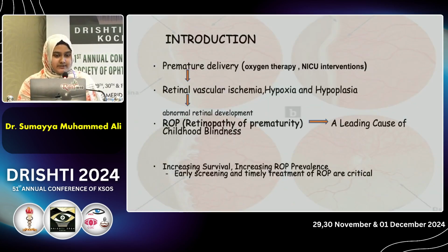Normal retinal vascular development usually begins as early as 16 weeks of gestation, which remains incomplete until term, that is around 40 weeks. So in premature delivery, where the retina is still in the process of development, with exposure to additional risk factors including oxygen therapy and NICU interventions, there occur retinal vascular ischemia, hypoxia and hypoplasia, which all lead to abnormal retinal development. This is simply the pathophysiology of retinopathy of prematurity, which is a leading cause of childhood blindness.